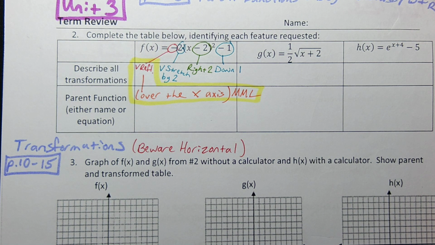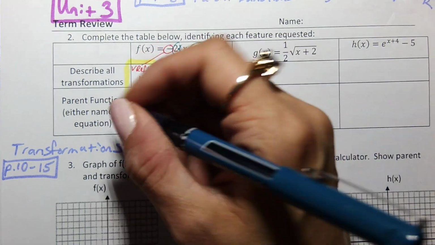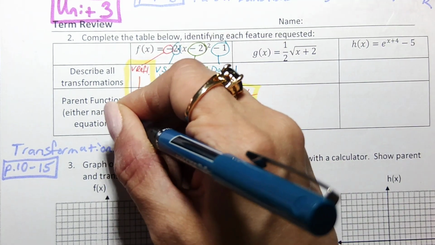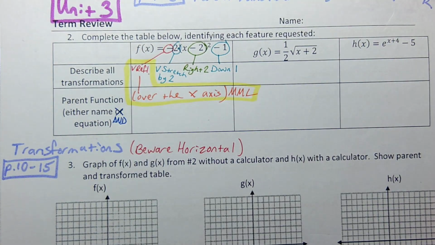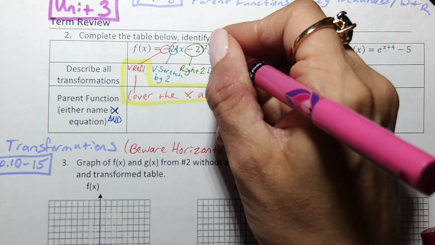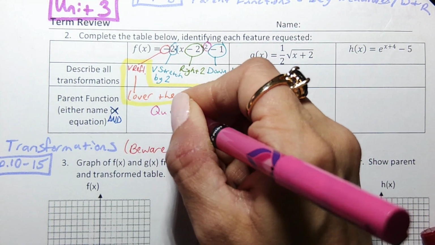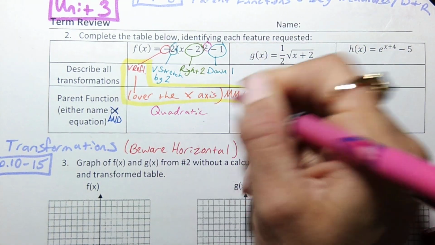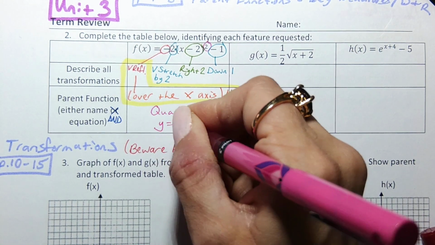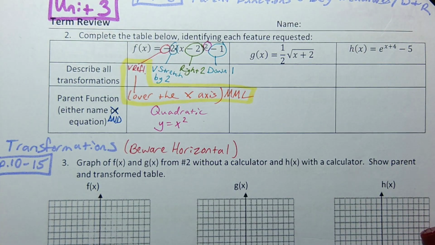For the parent function, know the names and the equations. I want you to change that "or" to "and." What type of function is this? It's quadratic. It's got that happy little power of 2. So this is a quadratic, and the parent equation looks like y equals x squared.